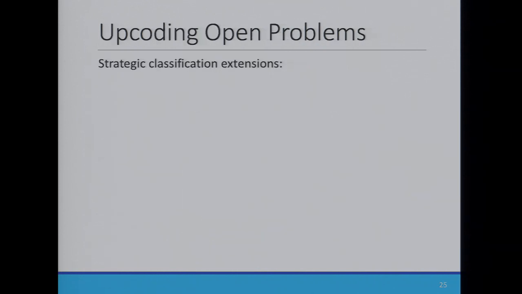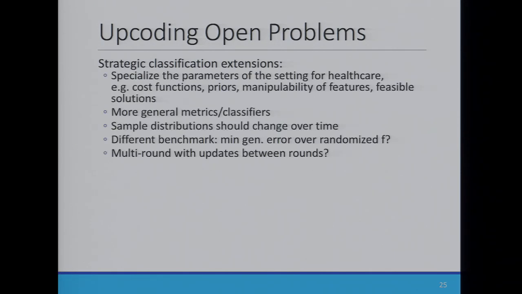Related to upcoding, there are many extensions of strategic classification. This was just a very specific metric in a very specific setting. So first we could try to specialize the parameters of the setting for healthcare, using cost functions or priors or manipulability of features or feasible solutions that are actually specific to healthcare as opposed to just some general model. We could also try to use more general metrics and classifiers. We could also deal with the fact that the sample distributions change over time. How much it costs to treat a patient should change over time.